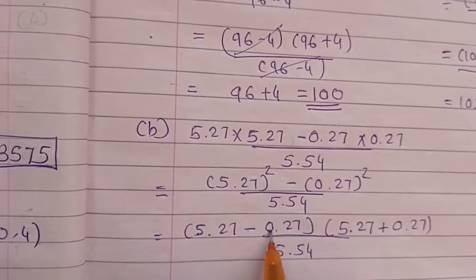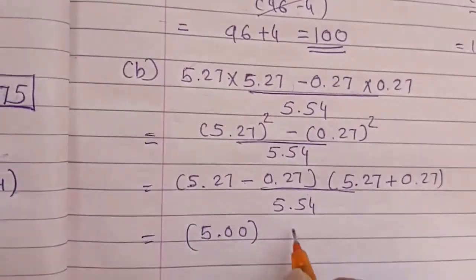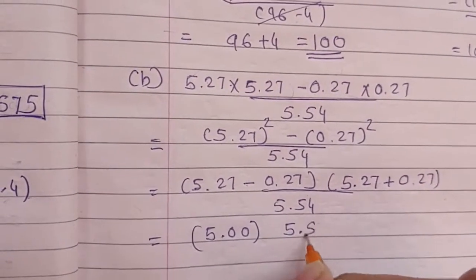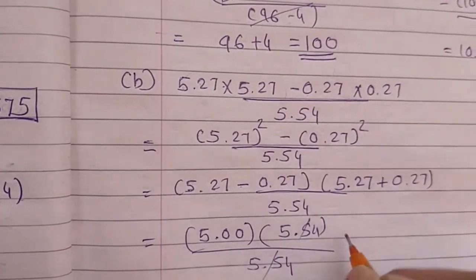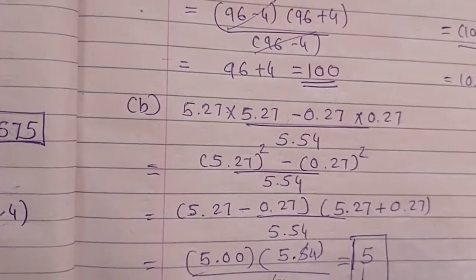So what we can write? 5.27 minus 0.27 we are getting 5.00, into 5.27 plus 0.27 we are getting 5.54 only, divided by 5.54. So this would cancel out, and the answer would be 5 only. 5.00 means 5 only.